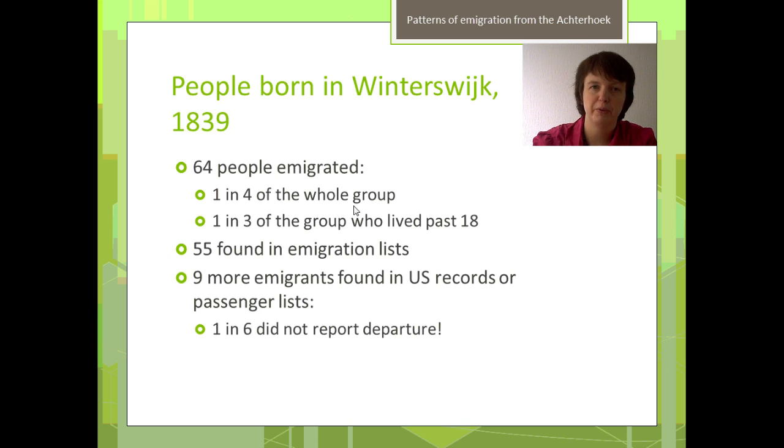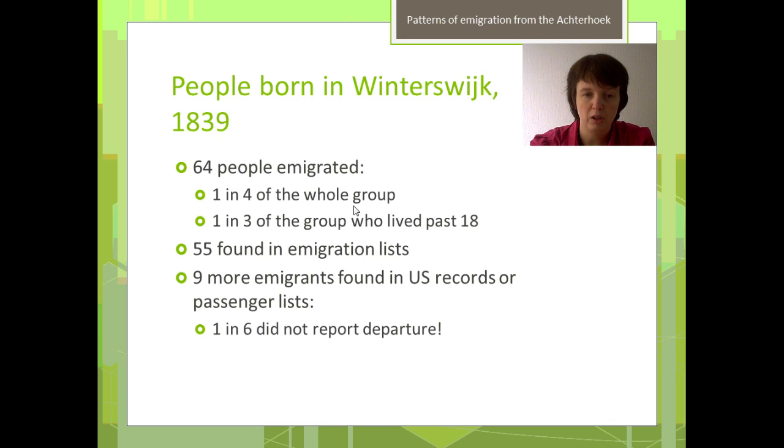Of the 64 people that emigrated, I think that's really a lot if you consider that's 1 in 4 of every child born in 1839, or 1 in 3 of the group who lived past 18. Can you imagine the group that you graduated high school with, that 1 in 3 of them would leave? I mean, it's mind-boggling numbers. Of those 64, I found 55 in the emigration lists in Winterswijk.